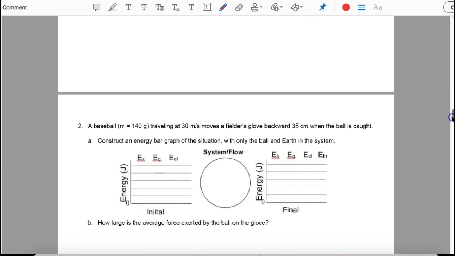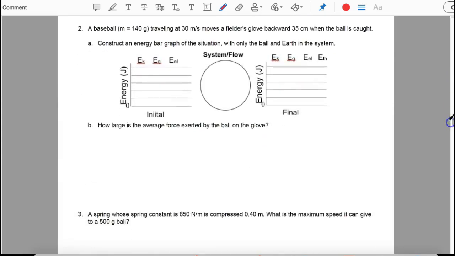Alrighty, let's go ahead and take a look at number 2. We have a baseball, 140 grams, traveling at 30 meters per second. So let's go ahead and give it this much energy. Why are we giving it that much energy? Because it has motion. Our system is the ball and the earth, and that is what they told us, ball and the earth.